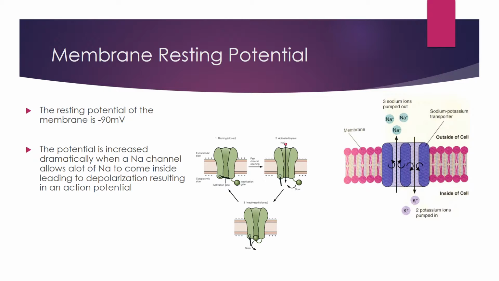Where depolarization comes into play is when an Na channel that is present on the cell membrane opens and allows an influx of Na, a lot of Na, that causes the resting potential of the membrane to change from negative basically to positive. And once the change is so great, an action potential is fired down the membrane.